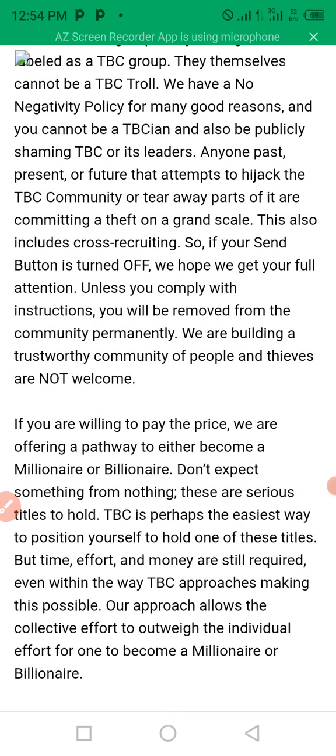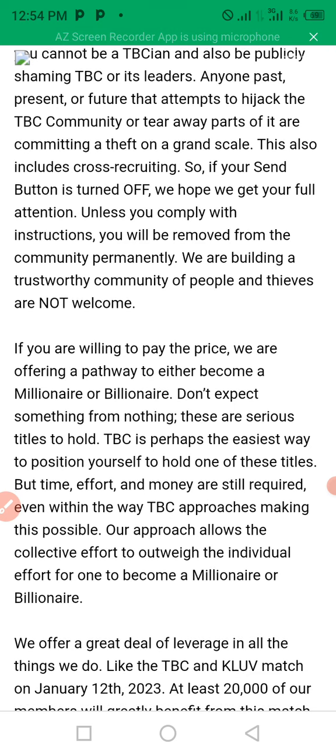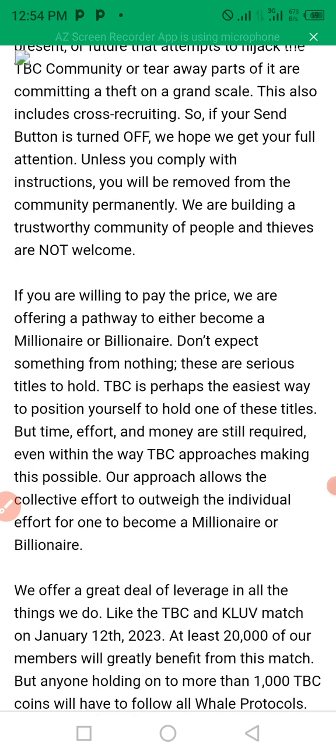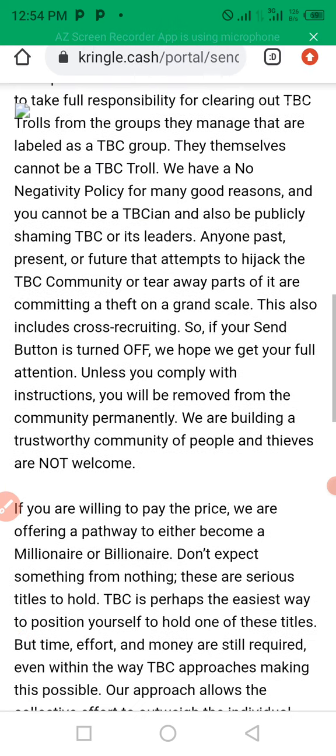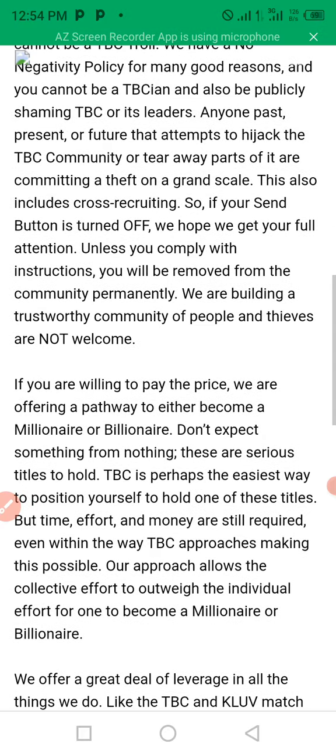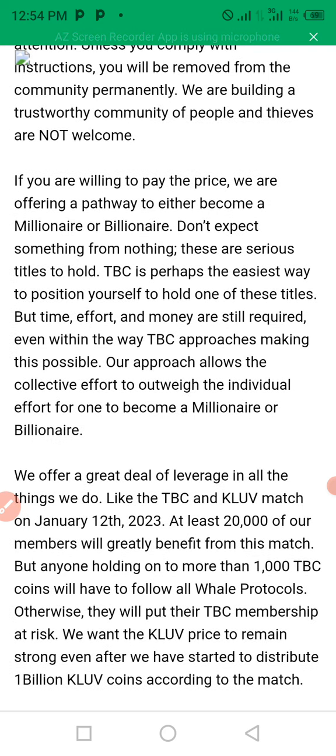So if your send button is turned off, we hope we get your full attention. Unless you comply with instructions, you will be removed from the community permanently. We are building a trustworthy community of people, and thieves are not welcome. So, with all this evidence and regarding all what I'm reading right here, I think we know the reason why all send buttons have been turned off is because we want to purge some negativities out of the TBC community. So you cannot have TBC and still be negative about what you are holding.